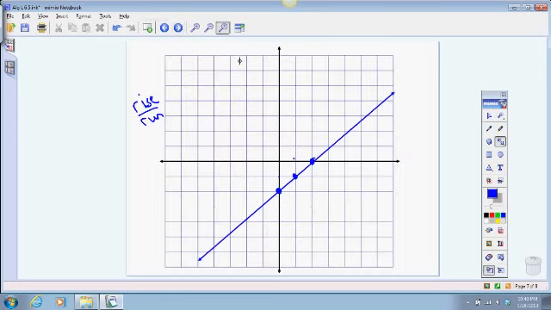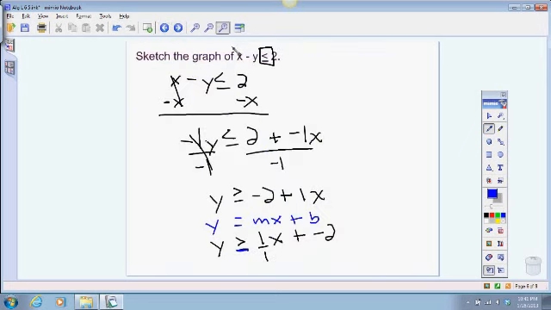Now though, we need to test a point. Let's test the point 0, 0. X value of 0, y value 0. So if we go here, back to our original equation, we say, okay, 0 minus 0 is less than or equal to 2.